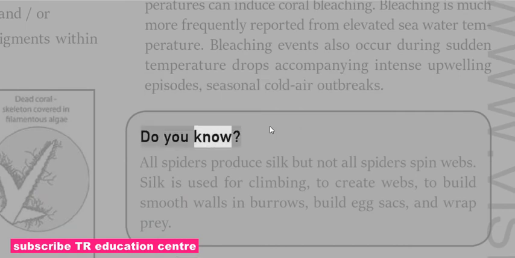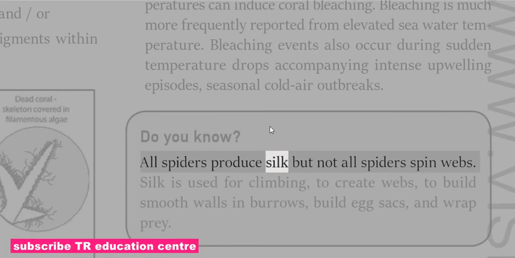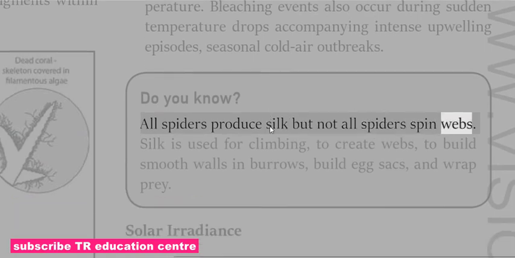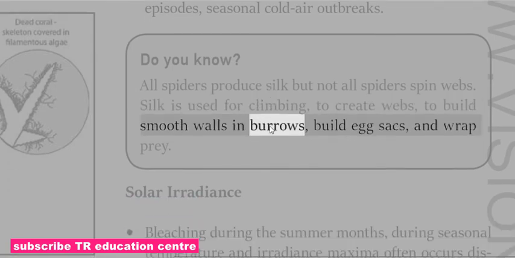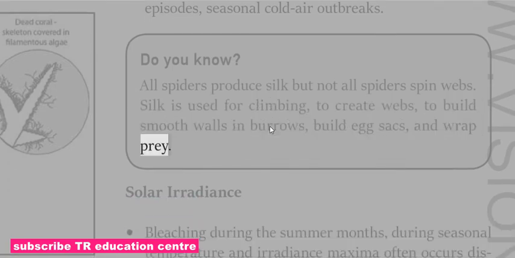Do you know? All spiders produce silk but not all spiders spin webs. Silk is used for climbing, to create webs, to build smooth walls in burrows, build egg sacs, and wrap prey.